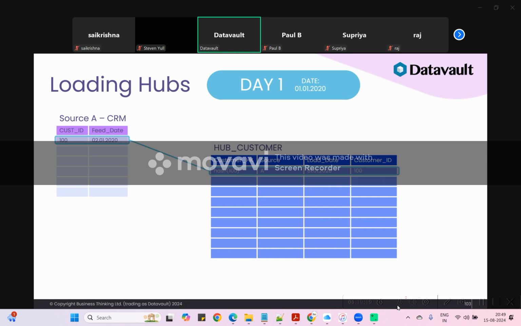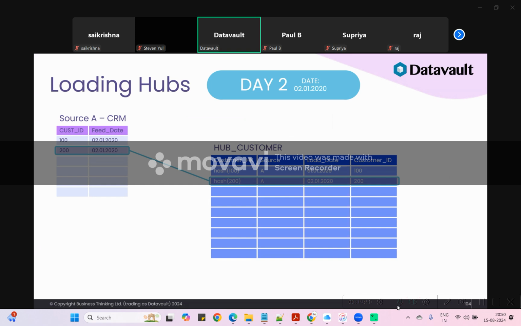Hub was empty, so we haven't seen that customer before. So we load that into the hub record. So we have the hash key, hash of the 100, source A on the 1st of January, with a label, the ID of 100. Day 2, we have 2 records from source A, 100 and 200. They're coming in on the next day, the 2nd of January.